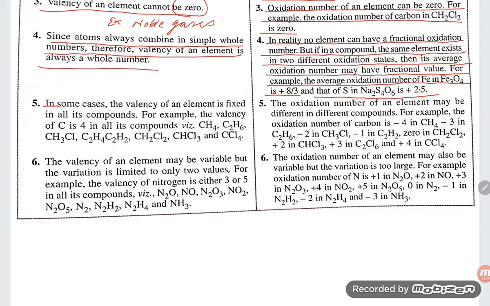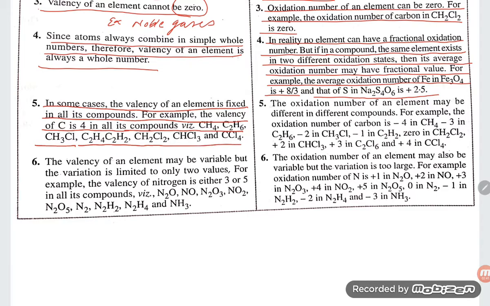In some cases the valency of an element is fixed in all its compounds. For example, the valency of carbon is 4 in all its compounds like CH4, C2H6, CH3Cl, C2H4, C2H2, and so on.